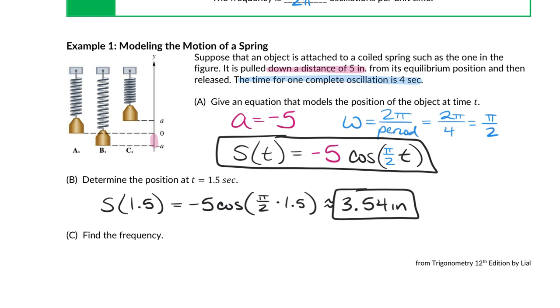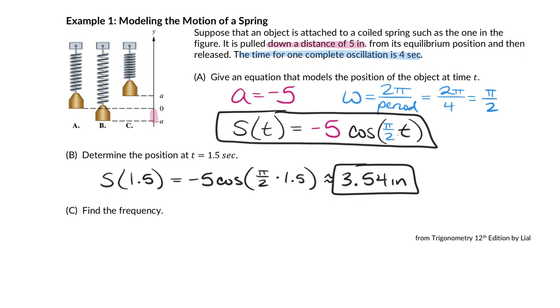It also asks me to find the frequency. Now, frequency is the reciprocal of the period. So frequency is equal to the reciprocal of the period. What was the period of this function? Even easier than that. 4. So if the period is 4, the frequency means we get one oscillation per 4 units of time, per 4 seconds. So that is 1/4 oscillations per second, or one oscillation in 4 seconds, or 1/4 of an oscillation in 1 second.